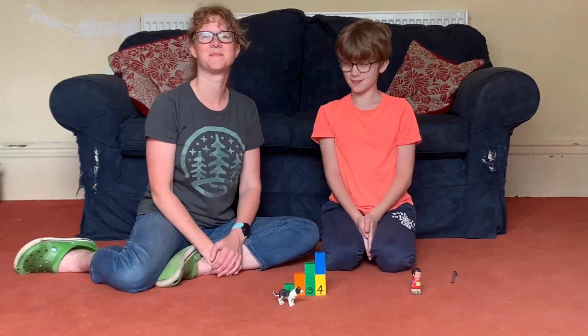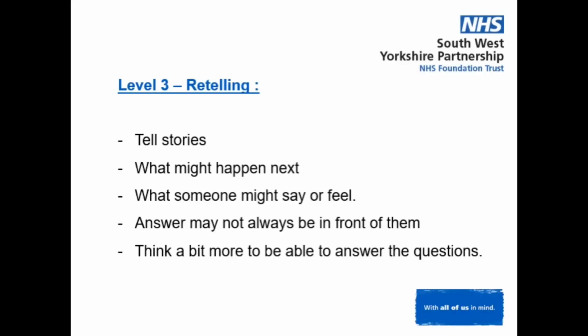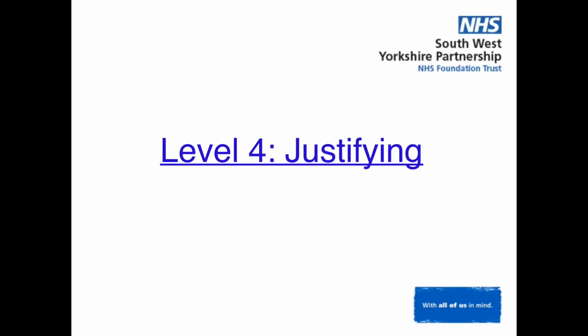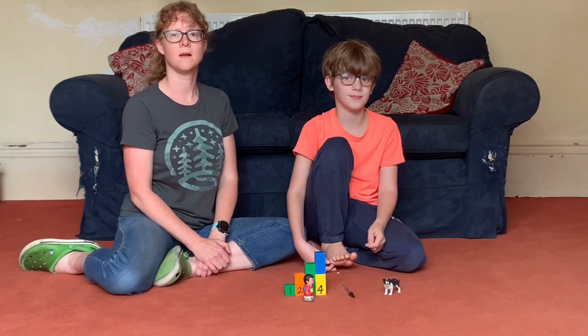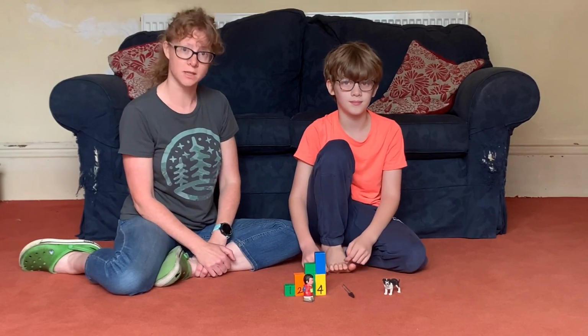Thanks, Ollie. So remember, at this level, your child will start to tell stories and think about what might happen next or what someone might say or feel. And the questions are no longer about things in the child's direct environment, and your child will need to think a bit more about how to answer the questions. Level 4, justifying. Blank level 4 is called justifying.